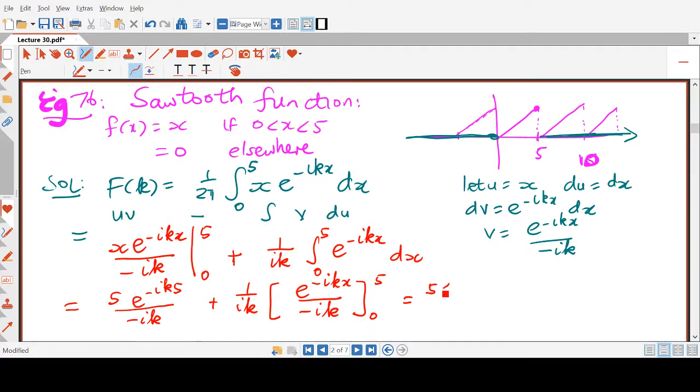So you end up getting 5e to the minus ik5 over minus ik. Now what's this here? i squared is minus 1, so it's 1 over k squared, plus 1 over k squared, into e to the minus ik5 minus e to the 0, which is 1. That's it. You can leave it like that.